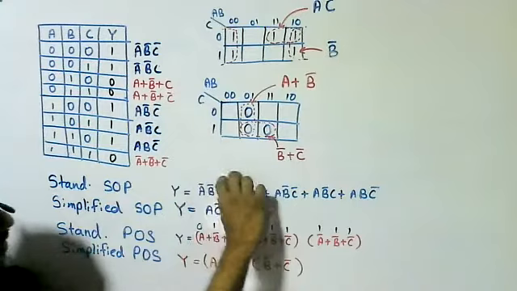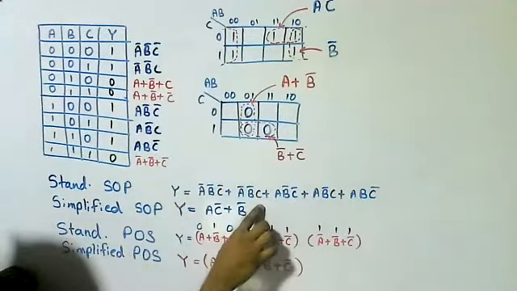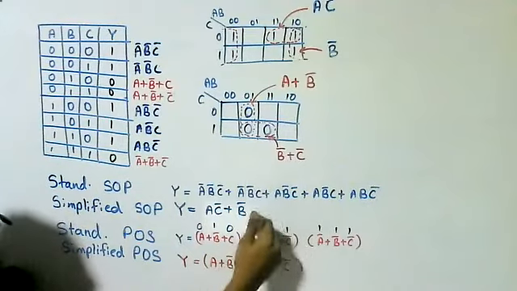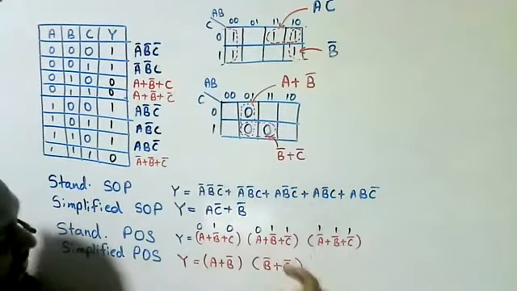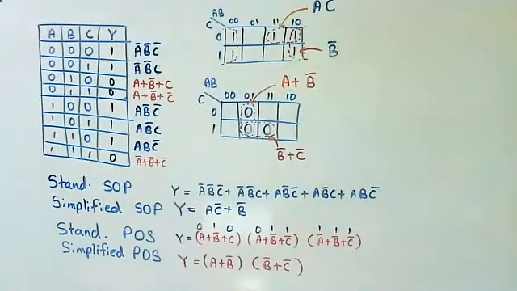For example, if they have given this SOP expression, and in the question they told you to simplify this using Boolean algebra laws, you can use Boolean algebra laws and simplify it. Finally, you can check using a Karnaugh map whether my answer is correct or not. Likewise, you can check. So that's good enough about Karnaugh maps, truth tables, SOP expressions, POS expressions, simplified versions, all these.